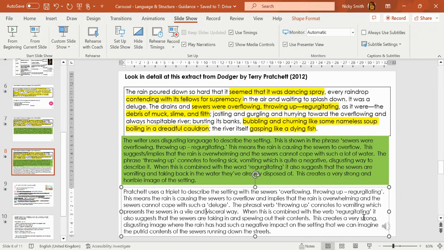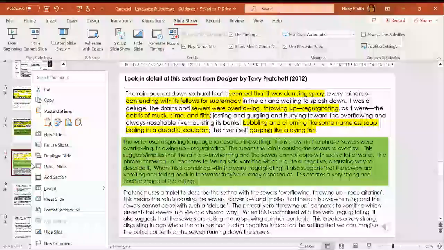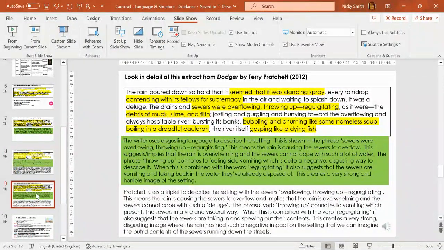When this is combined with the verb regurgitating, it also suggests that the sewers are taking in and spewing out their contents. This creates a very strong, disgusting image where the rain has had such a negative impact on the setting that we can imagine the putrid contents of the sewers running down the streets. So this just pushes it a bit further. Now, as I said before, you could talk about how words are combined to create a semantic field. So let me just show you how you could do that.